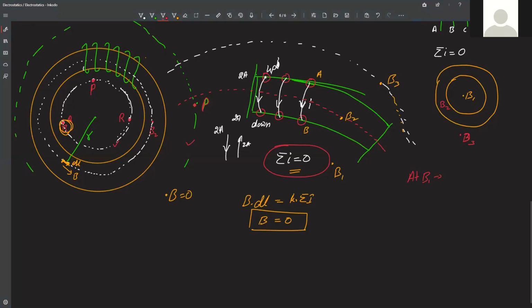That the current inside is anyway 0. So that is visible, there won't be any current at that point. So I is equal to 0, and that's why B will also be equal to 0. So that is at B1.